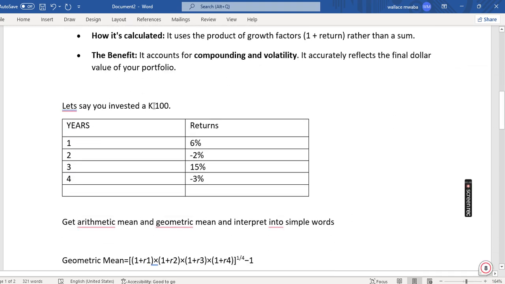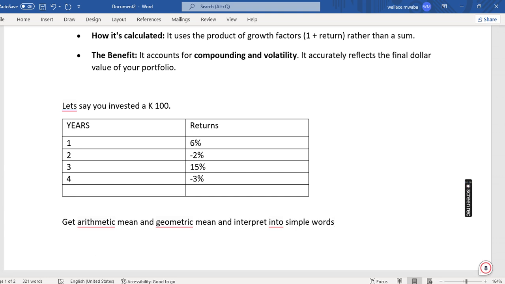Let's say you've invested 100 kwacha. These are your returns for the year. In year 1 you got a return of 6%. Year 2 you got a return of negative 2%. In year 3 you got a return of 15%. In year 4 you get a return of negative 3%. So we have to calculate the geometric and the arithmetic mean, and we need to basically interpret what they're telling us.